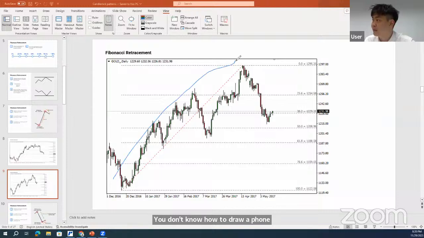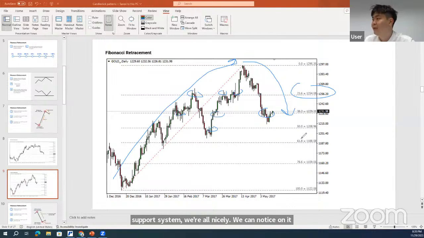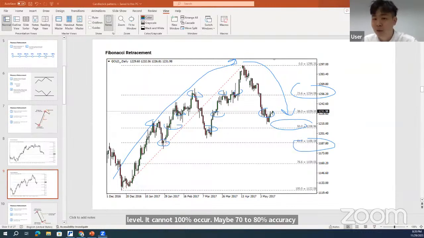So this is another example. Overall upward trend, but there is some small retracement on it. After you draw it, support and resistance will all nicely form. You can notice very, very nice support and resistance levels. It cannot be 100% accurate, but maybe 70 to 80% accuracy is good enough for traders around the world already. So this is an example of how we draw the Fibo.